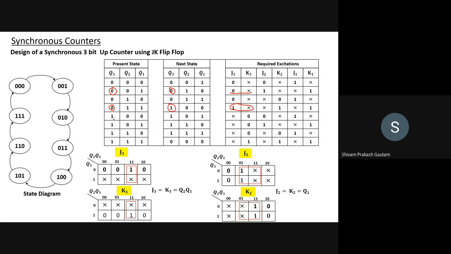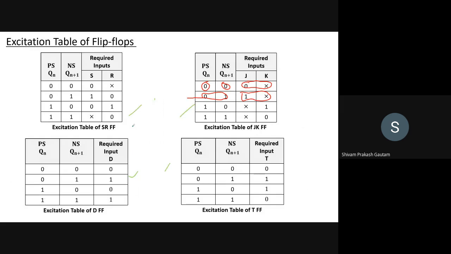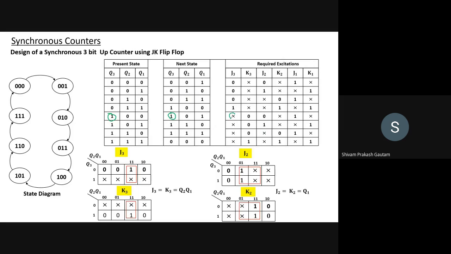Right? Let me again take one state. Past state is 1, future state is 1. Input to J can be don't care. Input to K will be 0. Now you can fill for all of them. Similarly, you have to match for Q2 and you have to match for Q1. Then you will get these combinations. Right? I will be providing you the slide after the meeting. You can do it by yourself.